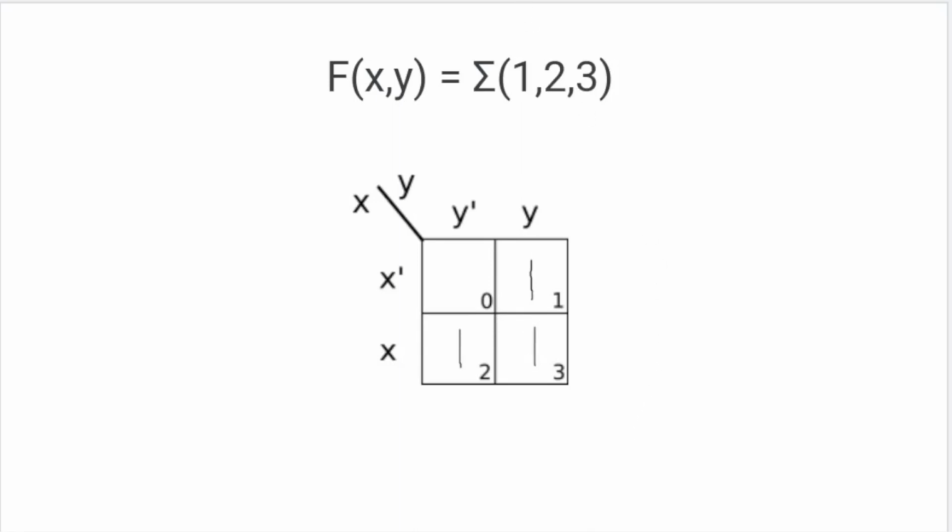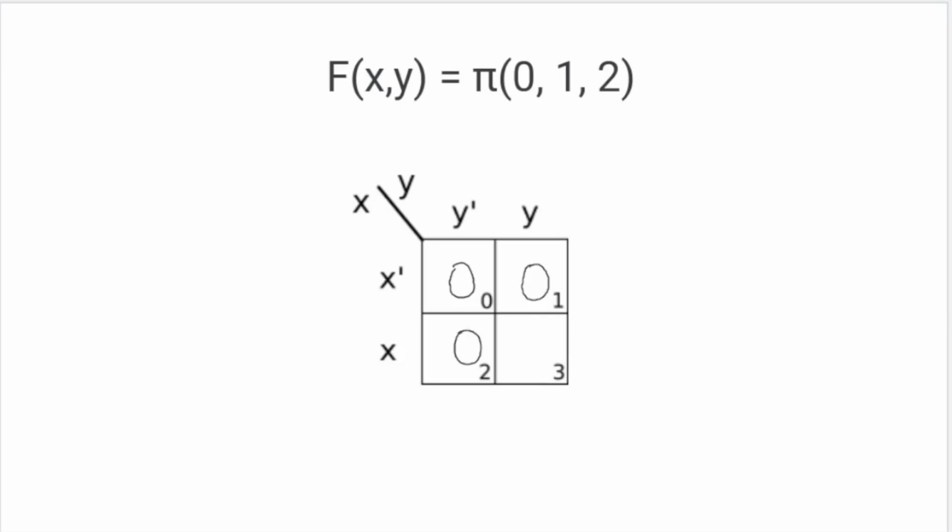Now, in case we have a POS K-map, then we'll mark it with a 0. In this case, the function of xy is pi of 0, 1, 2. So in the cell 0, we'll have a 0. In the cell 1, we have a 0. And in the cell 2, we'll have a 0. The procedure will remain the same, whether it's a 2 variable K-map or a 3 variable K-map or a 4 variable K-map. Only the size will change, and sigma is 1, pi is 0.